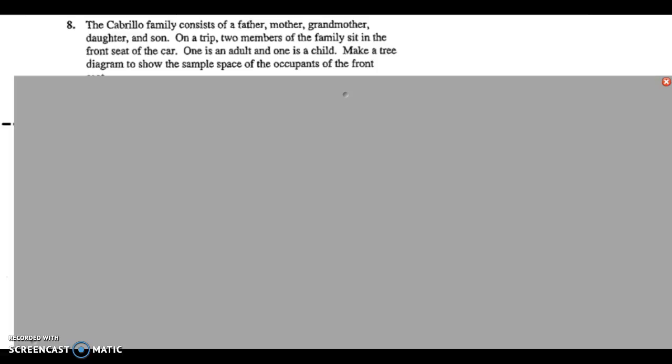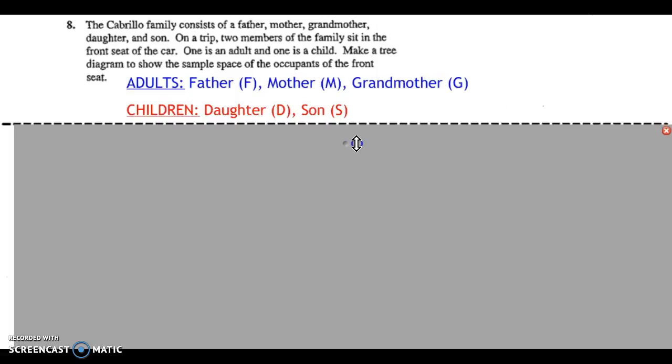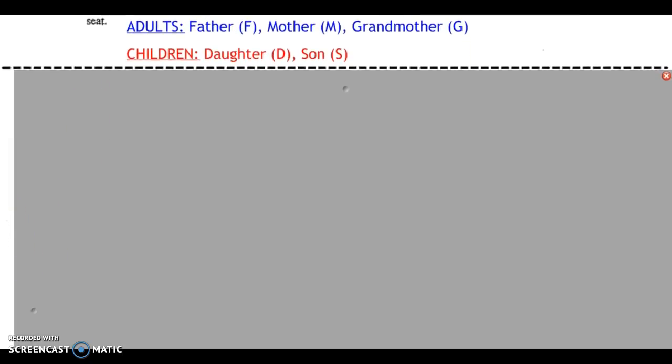Alright, let's take a look at the answer to this question. For question number 8, it talks about the family consisting of 3 different adults and 2 children, so I separated those people into adults and children. And then it asks us to make a tree diagram to show the sample space. Again, sample space is the total different outcomes that can happen for a problem.